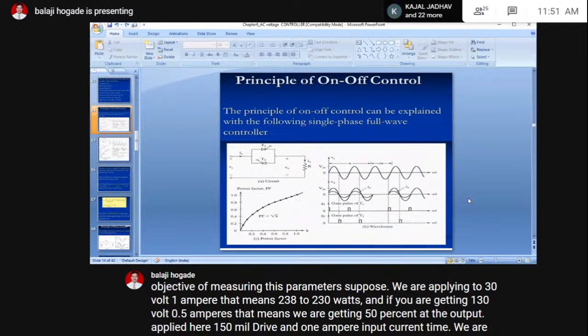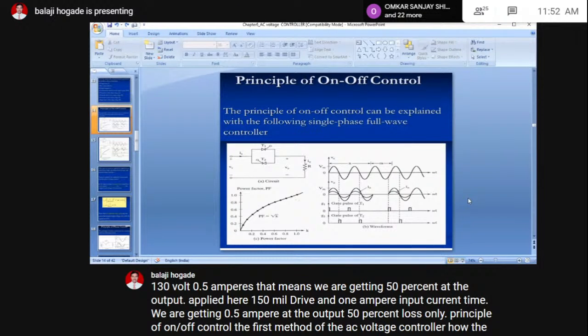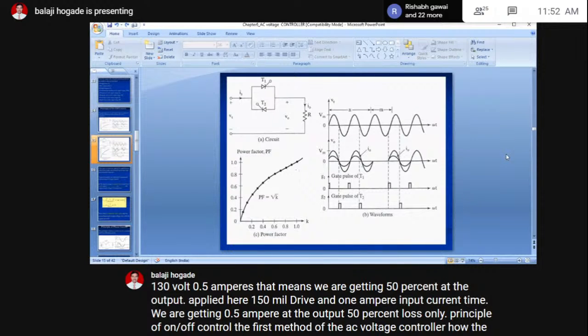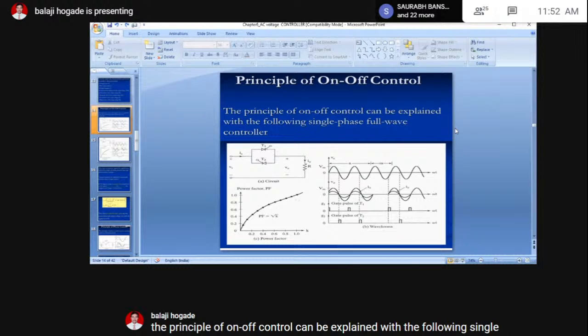Principle of on-off control. The first method of the AC voltage controller. How the AC voltage can be controlled by using this method. The principle of on-off control can be explained with the following single-phase full-wave controller. Why it is called as full-wave controller then?